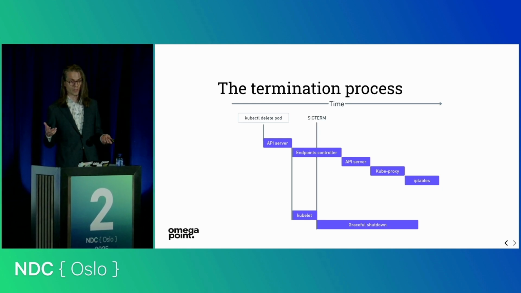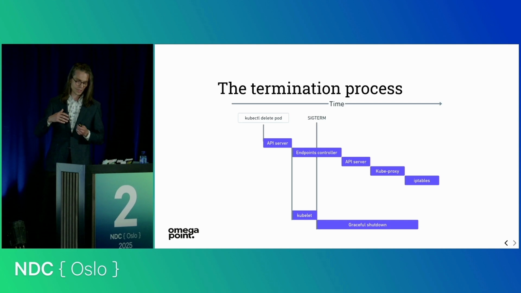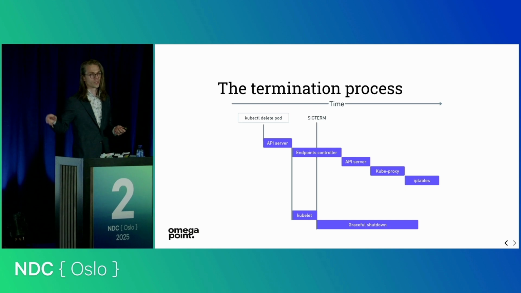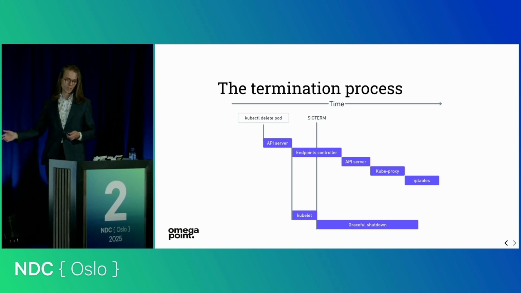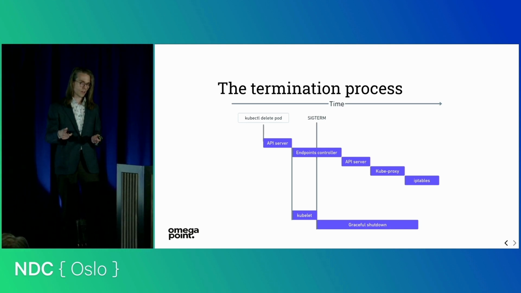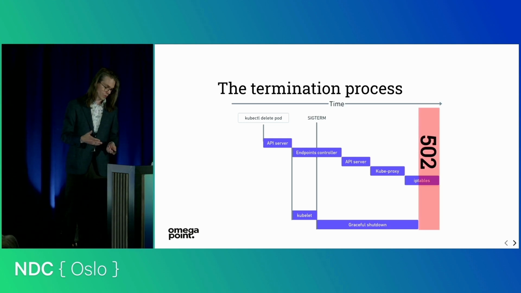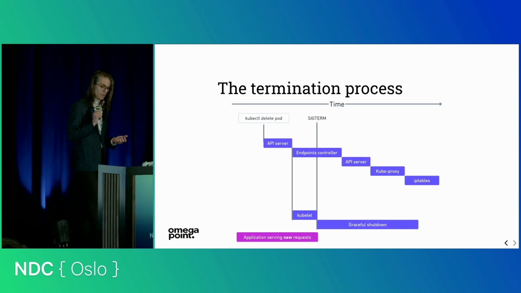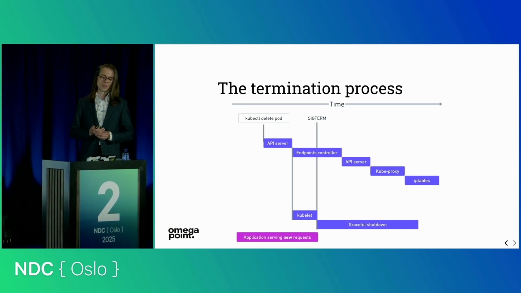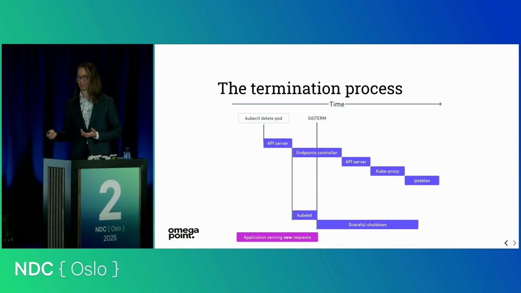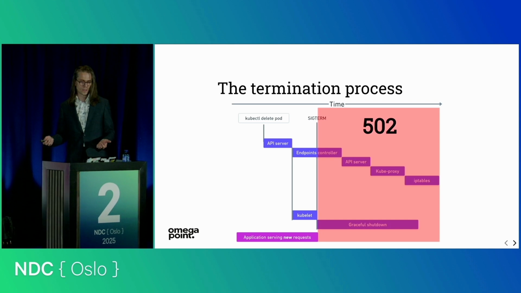And as you can see, for the endpoints controller, there is a lot of back and forth. It needs to be removed from the endpoint, that is sent back to the API server, that is then sent to the kube proxy, who does the actual removing of the routing. Whereas the kubelet receives the updated object and just fires. So here you can see you have a small window of 502, but in reality, it's much more like this, because the application usually stops serving new requests immediately when it gets the signal to shut down. Because graceful shutdown, as I'm going to come back to, is mostly about finishing what you have started. So the window is more like this.